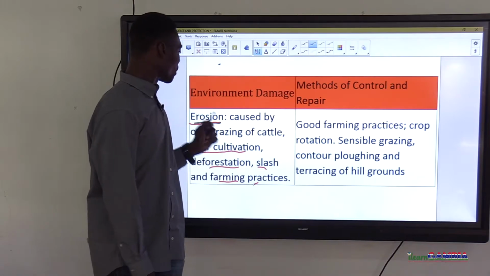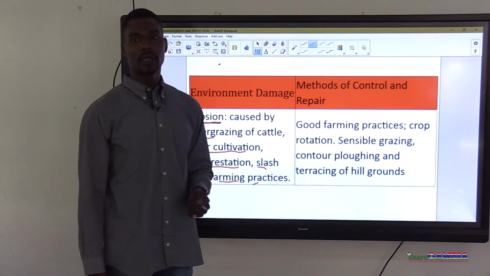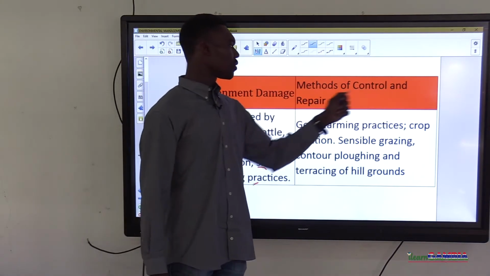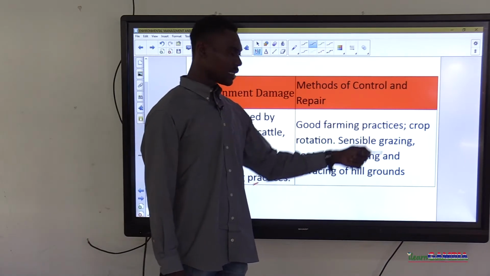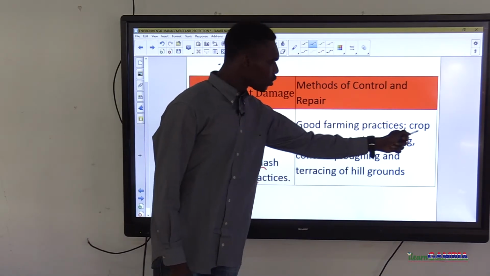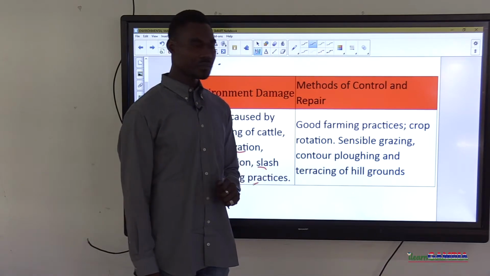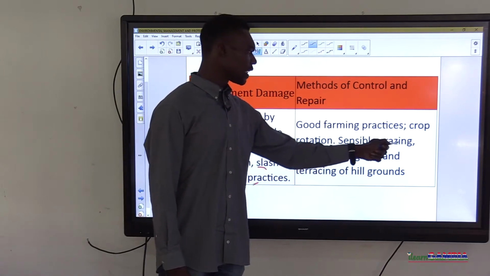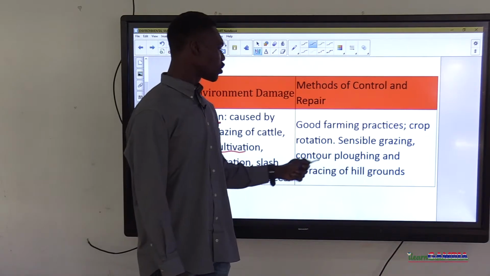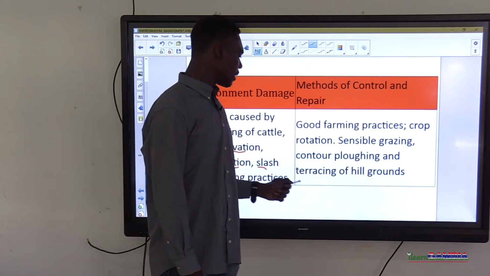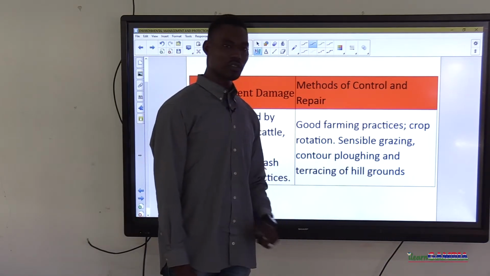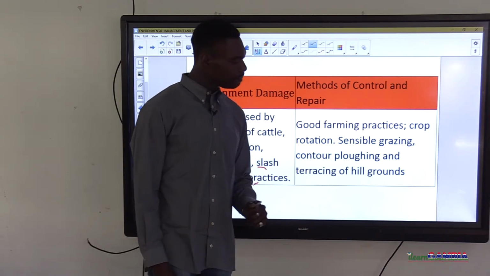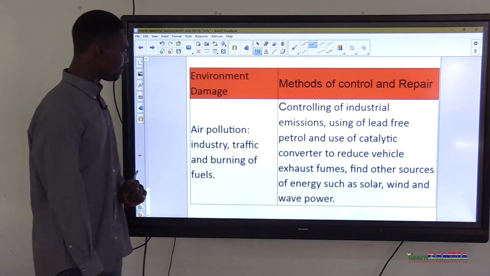How do we control erosion as an environmental problem? Methods of control and repair: good farming practices, crop rotation, sensible grazing, contour plowing, and terracing of hill grounds. Okay? So we may move on.